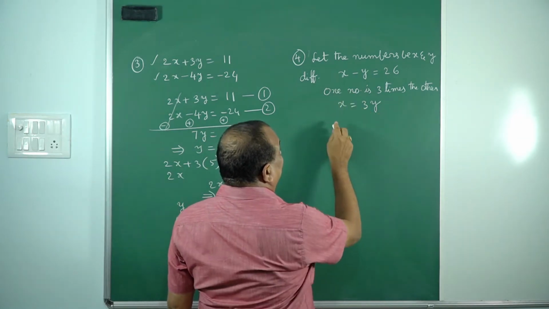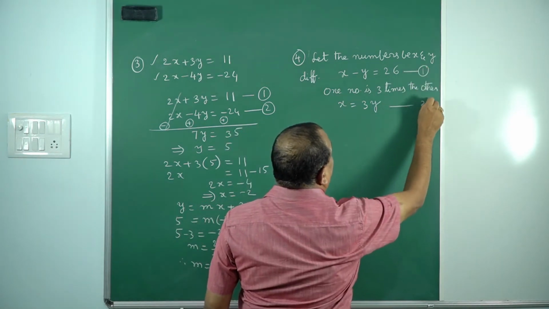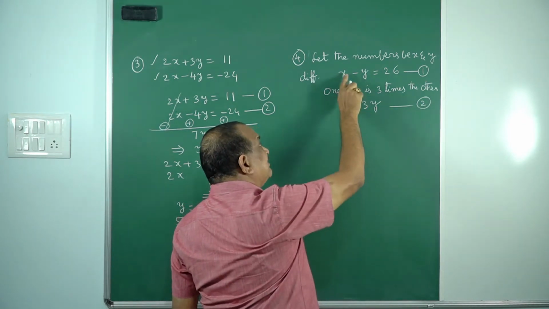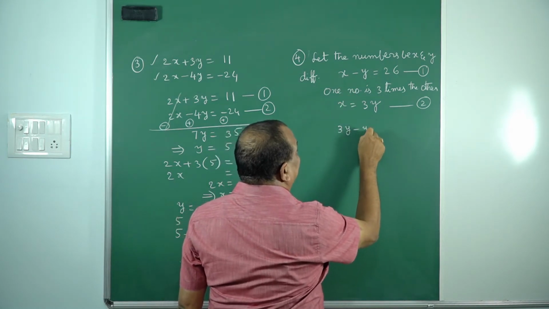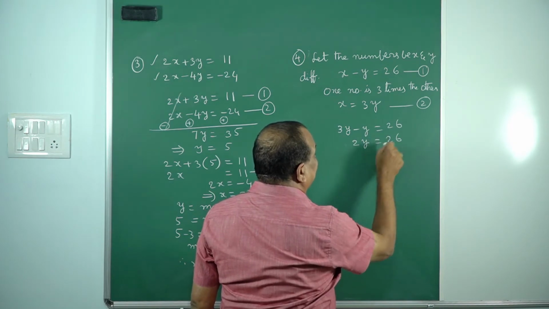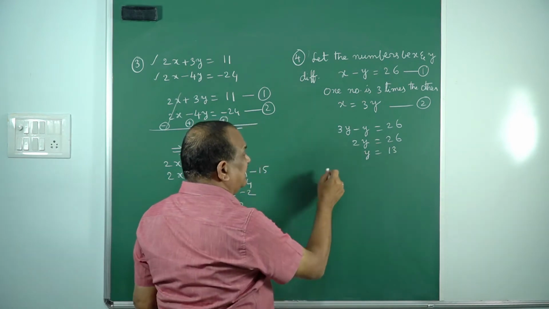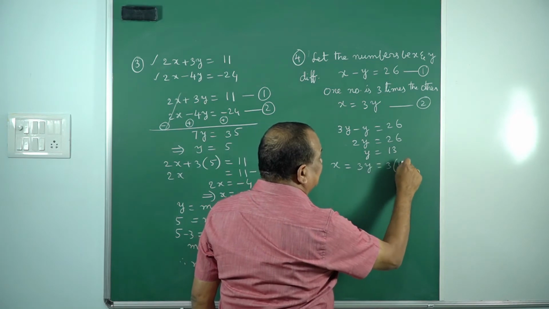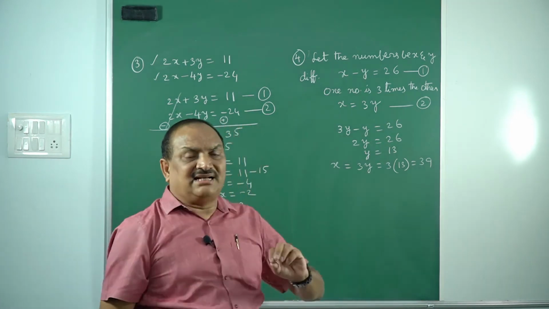I do it here. This is the first equation. This is the second equation. This x value in terms of y will be written in the first equation. Here is x. So write 3y minus y is equal to 26. Twice y is 26. y is equal to 13. So y value I got. Now I can get the x value, of course, is 3 times y, is 3 times 13, and that is 39. So the numbers are 13 and 39.